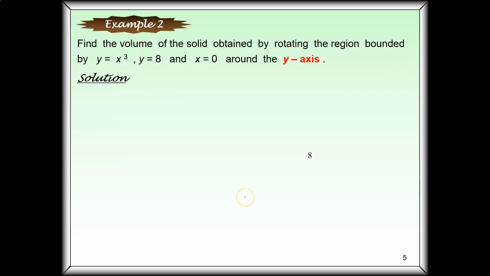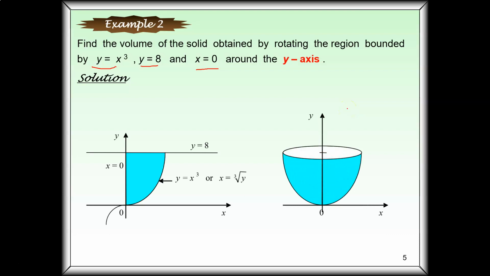So let's find the volume of the solid obtained by rotating the region bounded by y equals x cubed, y equals 8, and x equals 0 around the y-axis. So now you have three functions or three curves or lines: number 1, y equals x cubed, y equals 8, and x equals 0, around the y-axis. So the graph will be like this.